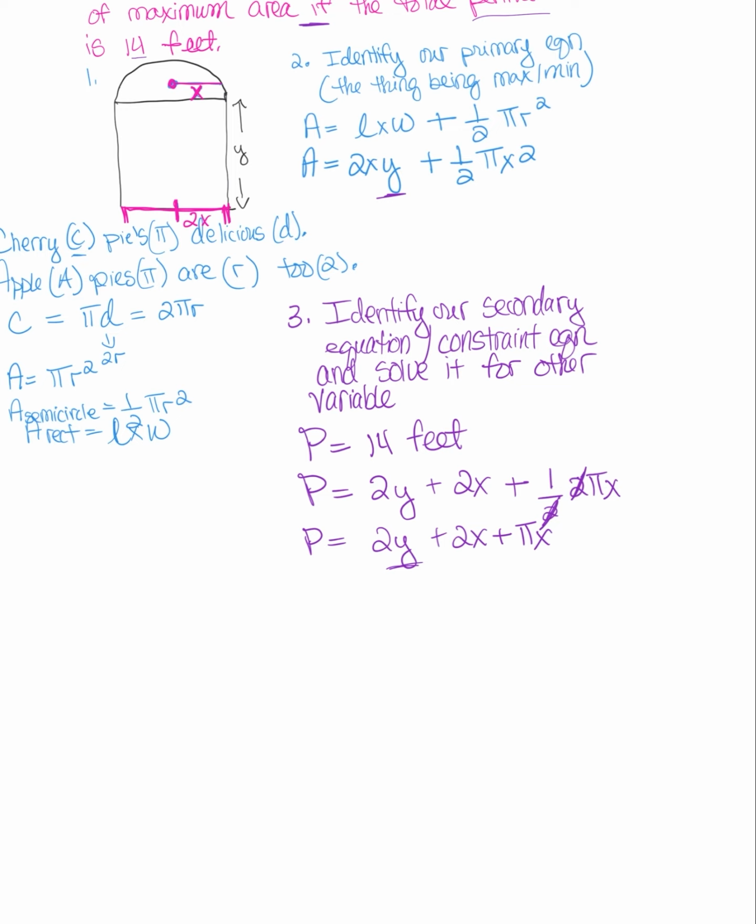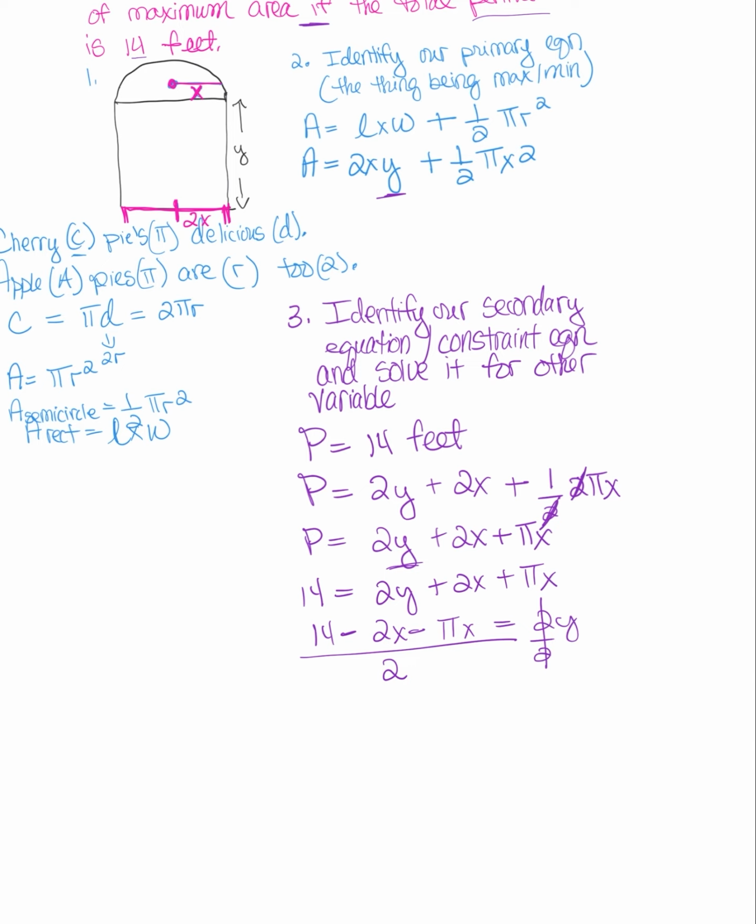Well, we know that the perimeter was 14, so let's rewrite the whole thing. Plus 2x plus pi x. And then we're going to have 14 minus 2x minus pi x equals 2y. Well, we still need to divide away that 2, so we're going to divide this whole thing by 2. All right. So there we go.